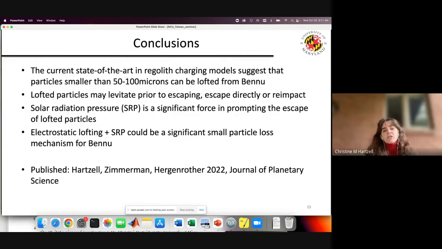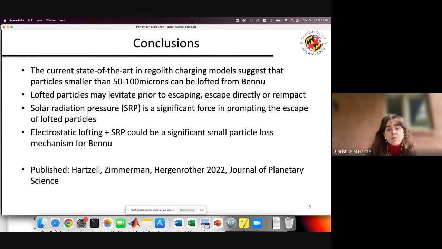So the conclusions for this section: we have implemented the state-of-the-art regolith charging models, and they suggest that particles smaller than about 50 to 100 microns could be lofted from the asteroid Bennu. These lofted particles may levitate prior to escaping, escape directly, or re-impact.